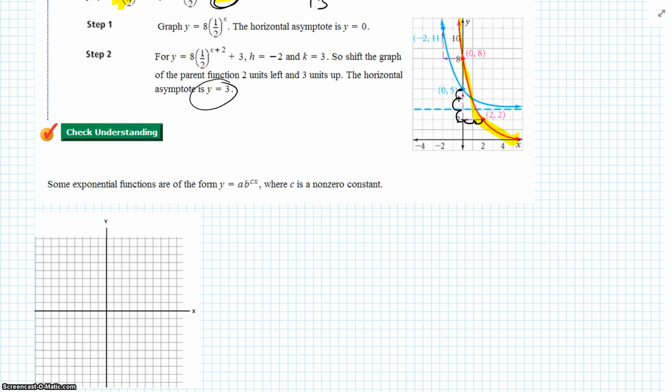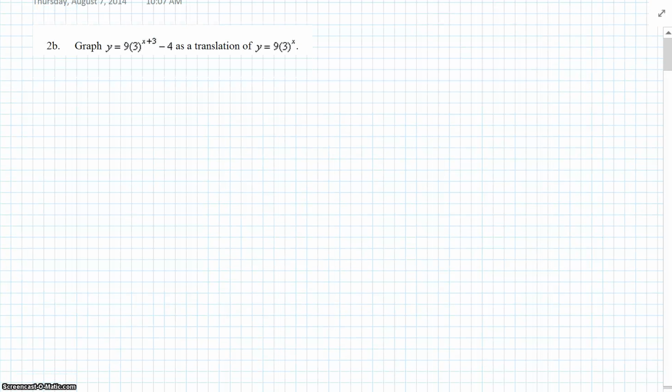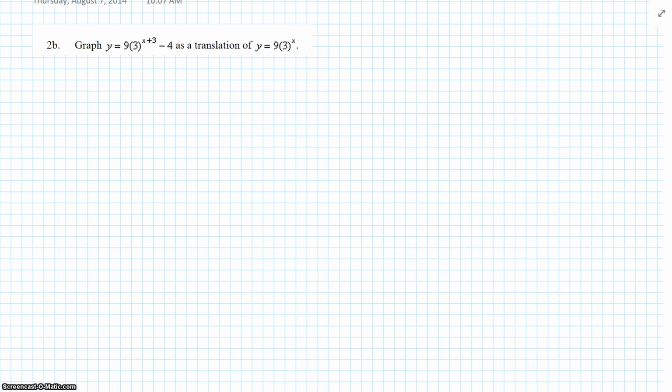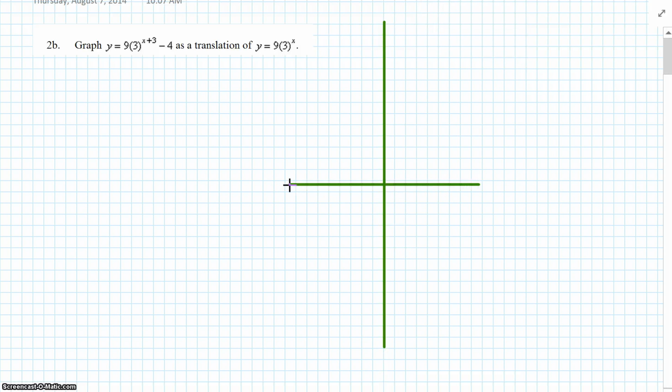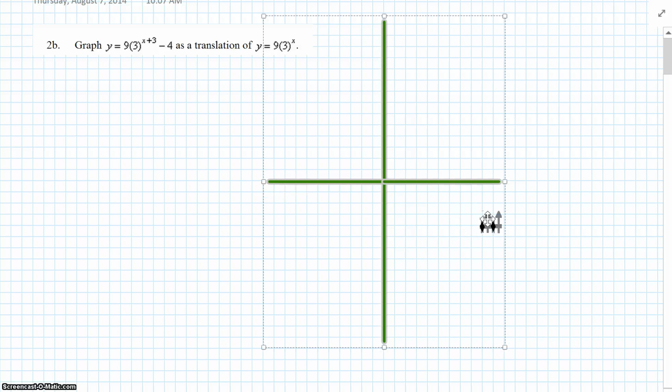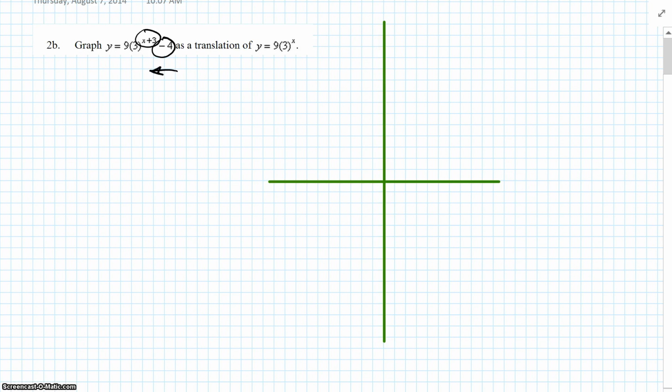Easy enough. So graph y equals 9 times 3 to the x plus 3 minus 4 as a translation. Let's plot a graph. It's going to get exponentially higher pretty quick. What does that plus 3 and minus 4 tell us? The plus 3 tells us we're going to go left 3, and the minus 4 tells us we're going to go down 4. So the parent function is y equals 9 times 3 to the x.